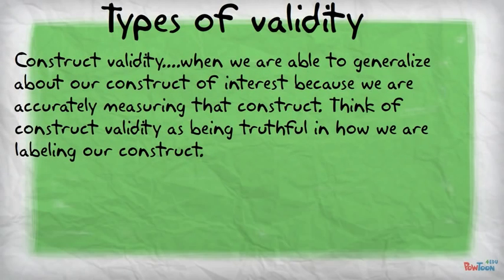The second is construct validity. This is when we are able to generalize about our construct of interest because we are actually measuring that construct, accurately measuring that construct. Think of construct validity as being truthful in how we are labeling our construct. For example, let's say that we are measuring a construct called the love of coffee, like what we did in class. But all of our instrument items are about enjoying the smell of coffee.